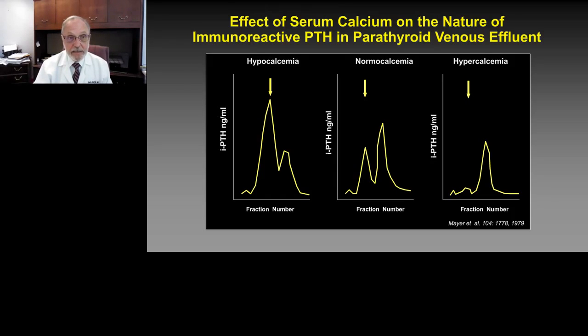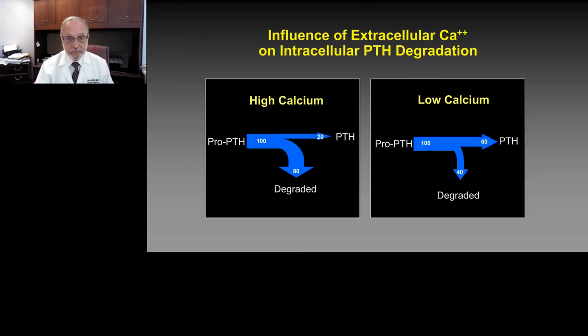If serum calcium is low, so hypocalcemia, most of what comes out of the gland is the intact PTH, whereas if the calcium is high in blood, some PTH still comes out, but it's not the biologically active 1 to 84, which should come here. It's a smaller molecular weight fragment of PTH that has no biologic activity. So the important point here is the proportion of PTH and PTH fragments that come from the gland can be varied according to the level of serum calcium.